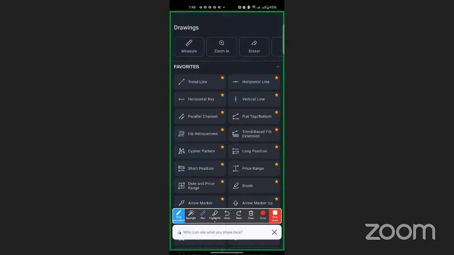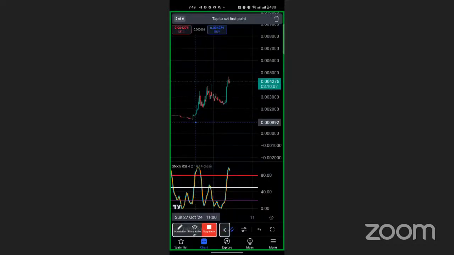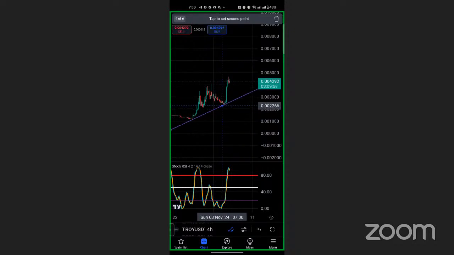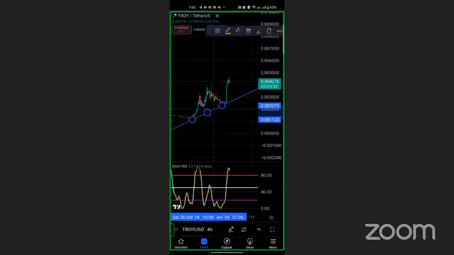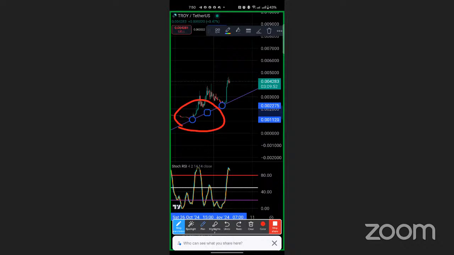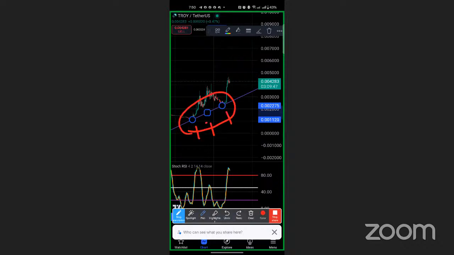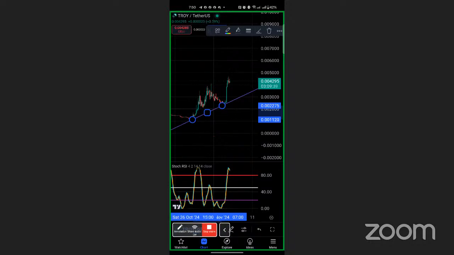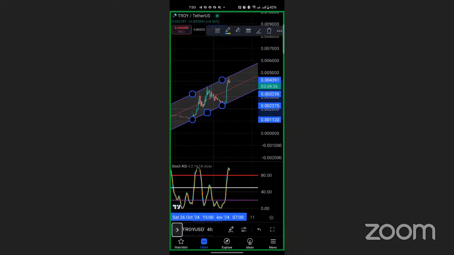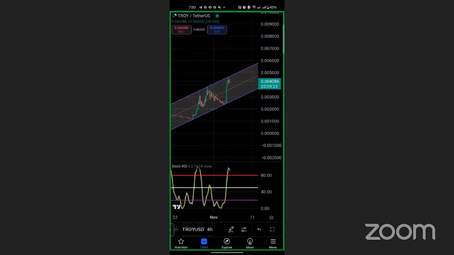To use this parallel channel, I'll just come and tap on it once, and it gets on my screen. When it gets on my screen, I look at my lowest point where I want to start from, which is this one. And then I get 2 to 3 touches, which is that. Then I tap on it once. It brings these 3 things here that you see. I will touch this one, then stretch it to these highest points here, the highest up here and the highest down here, like that. And so I have drawn a diagonal trend line.